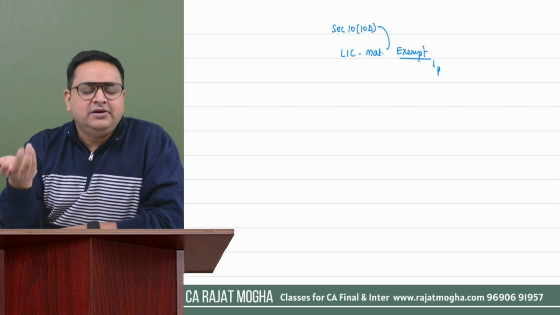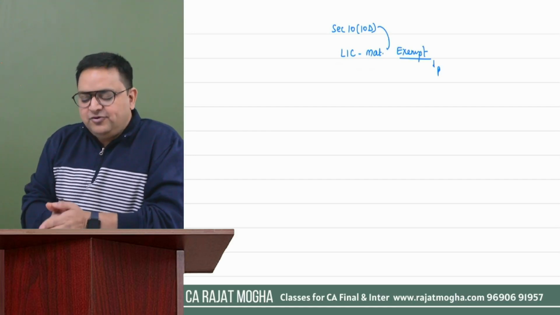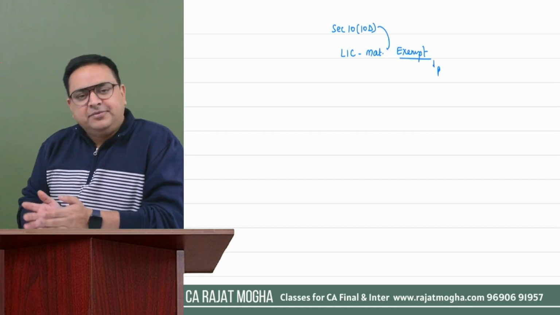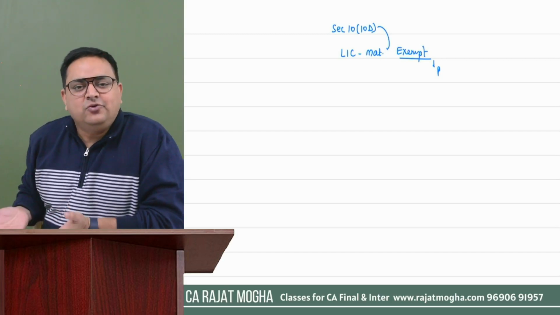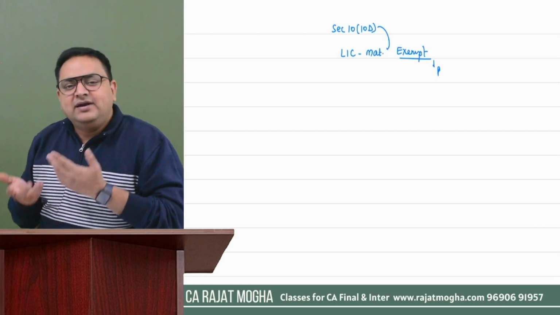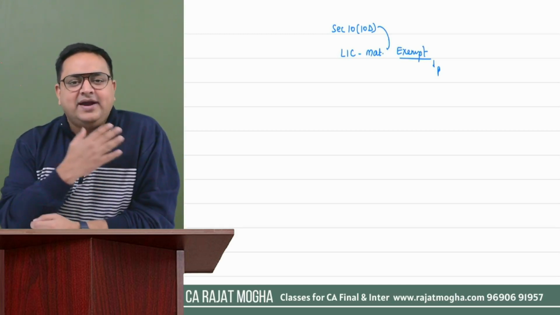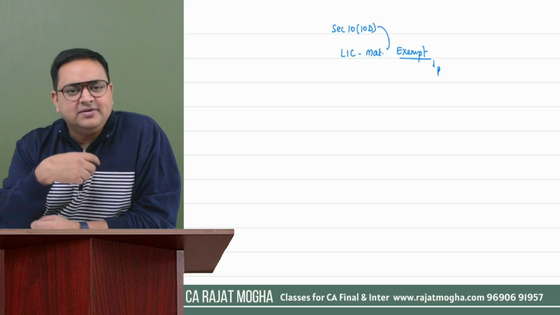Why? Because the government doesn't want TDS to be deducted on exempt income. So if you are getting agriculture income, will the person who is paying that agriculture income be deducting your TDS? The answer is no. Why? Because agriculture income is itself exempt. So it is a simple logic. If I'm getting any exempt income, then no one is going to deduct TDS on that exempt income. Why should they deduct? Because that income is exempt.